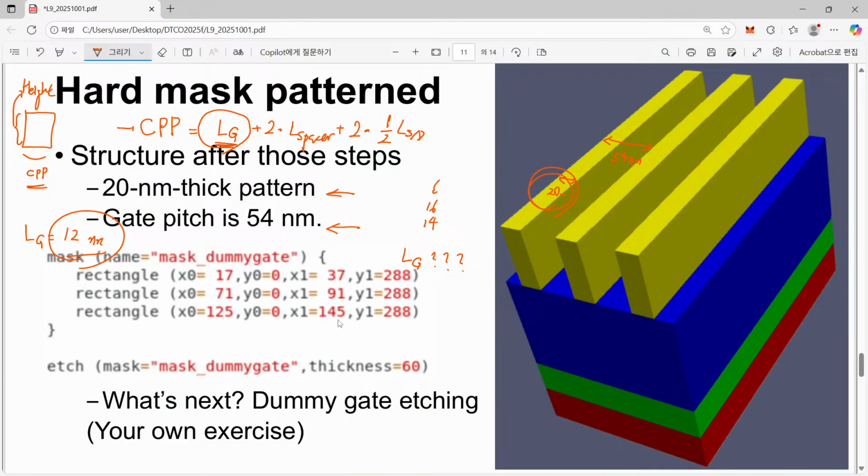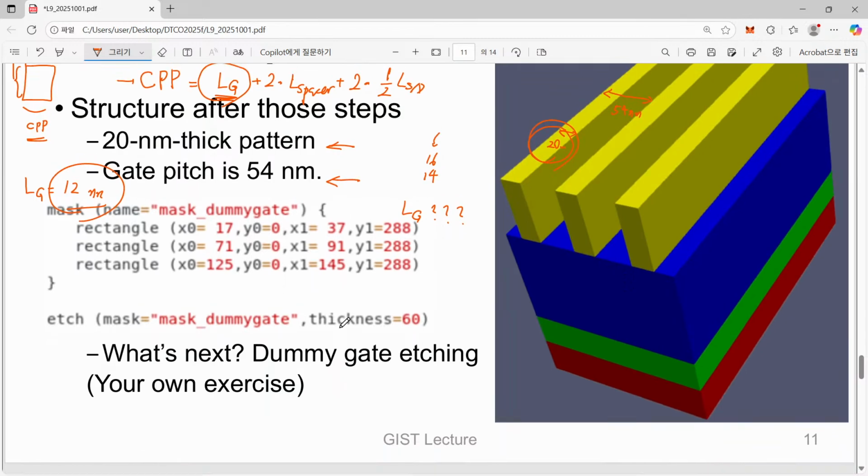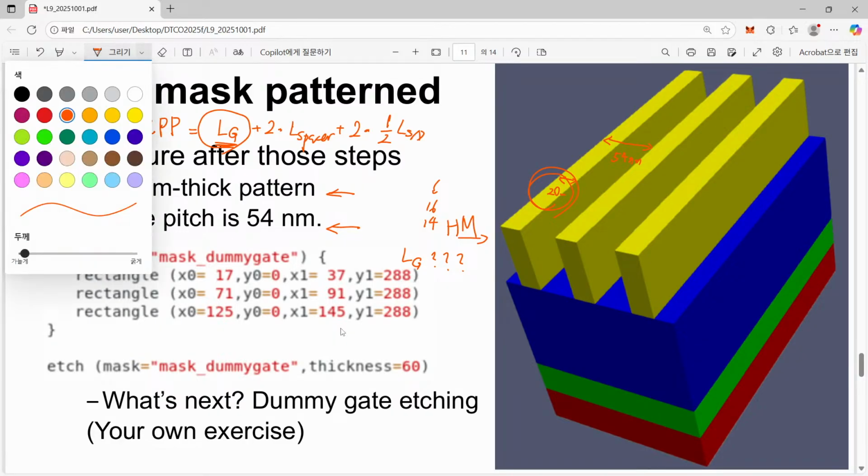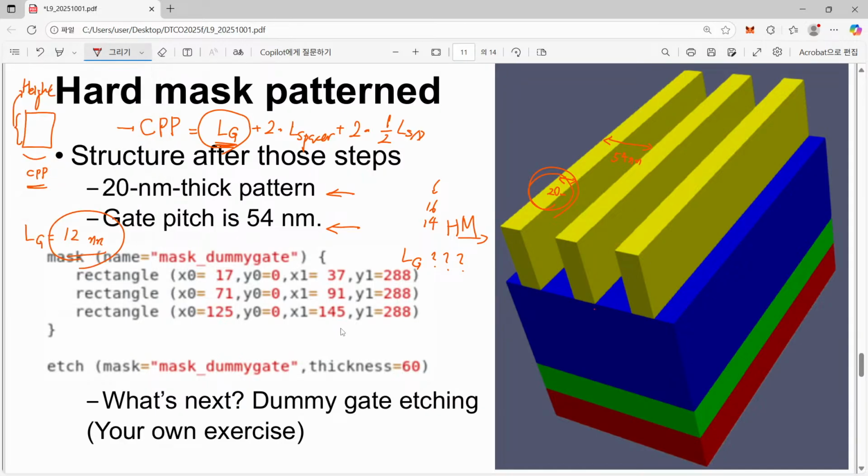Then now here we have the hard mask pattern, but this is just hard mask, silicon nitride. In the next step, we have to etch this part away and also this part away. Then we will have the real dummy gate pattern on the amorphous silicon layer. Okay, so I will not show that one. Please do your own exercise.